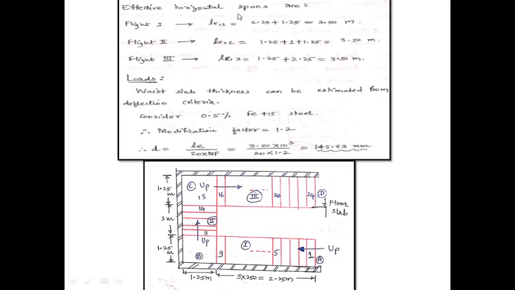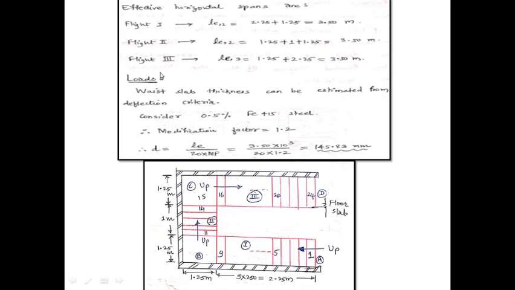Now effective horizontal spans are, for flight 1, Le1 is 2.25 plus 1.25. So here it is flight 1. The effective span is simply taken as 2.25 plus the width of the landing, that is 1.25, so it is 3.5 meter. For flight 2 it is taken as 1.25 plus 1 plus 1.25, so it is 3.5 again, coincidentally the same. And flight 3 obviously will be the same as flight 1: 1.25 plus 2.25, that is 3.5. So coincidentally the effective horizontal spans of all the three flights are the same here.